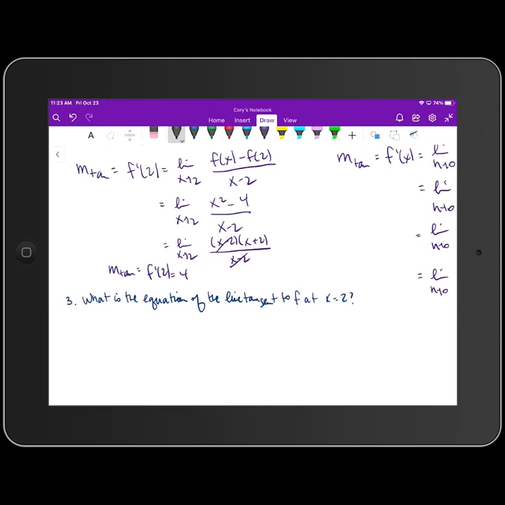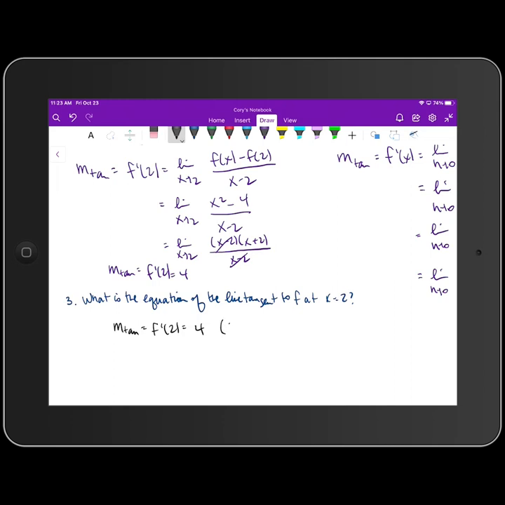What is the equation of the line tangent to f at x is equal to 2? Well, we need two things for the tangent line equation. The first thing we need is the slope of the tangent line. And we already calculated the slope of the tangent line at 2, that's f prime of 2, to be equal to 4. The other thing that we need for our tangent line equation is the point of tangency, which is the point that our tangent line passes through.